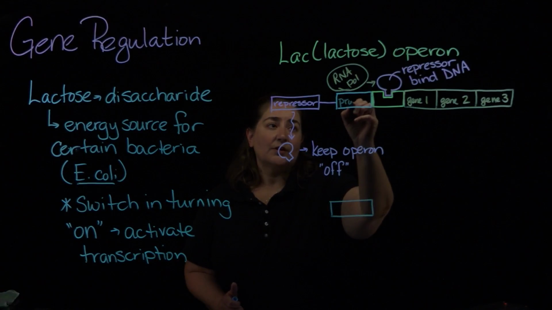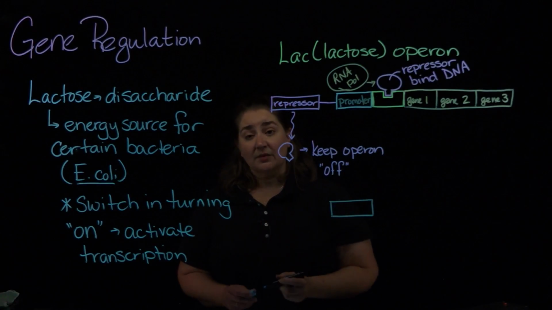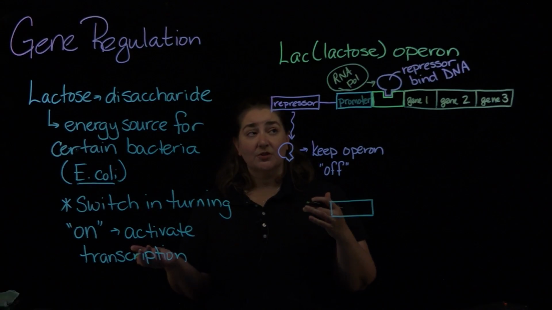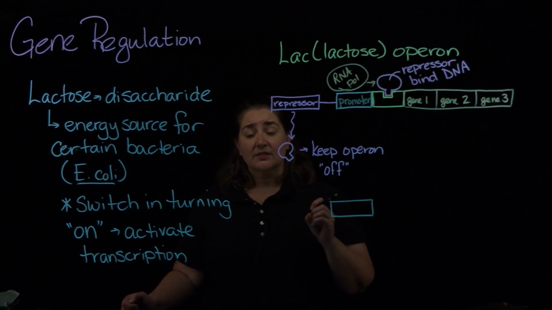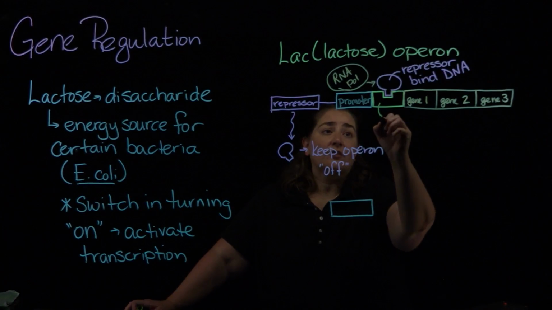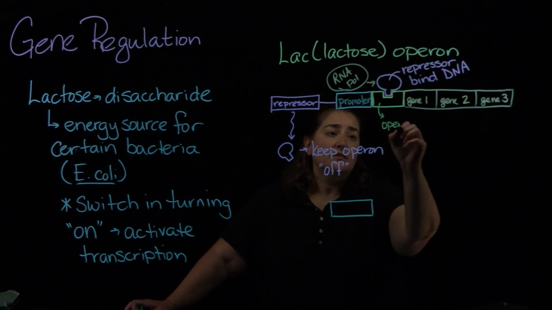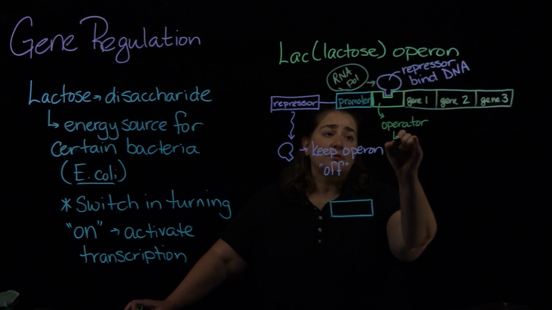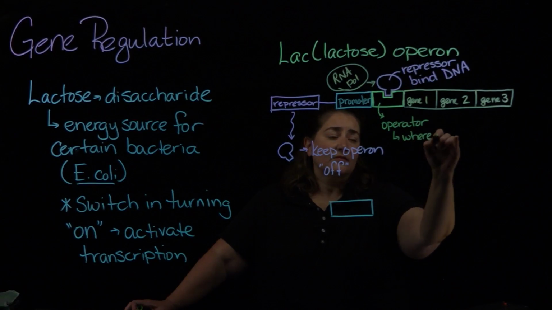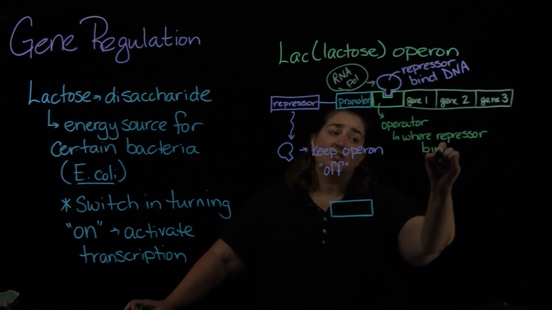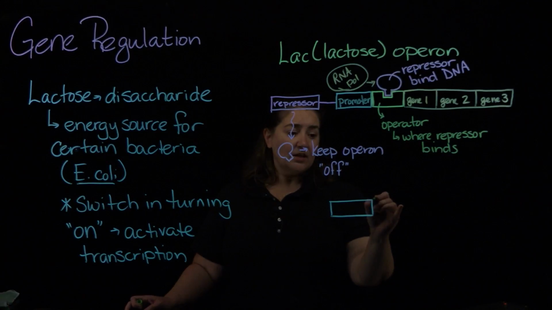And I should label these quickly so that you know what I'm talking about here. The blue box here, this is going to be our promoter. Our promoter is going to be, just like when we talked before about transcription, where RNA polymerase will bind DNA and will start transcription, okay? Our green box here, this is going to be our operator region, okay? The operator region is going to be where our repressor binds or attaches, okay?